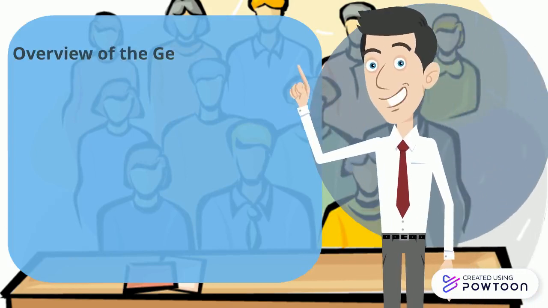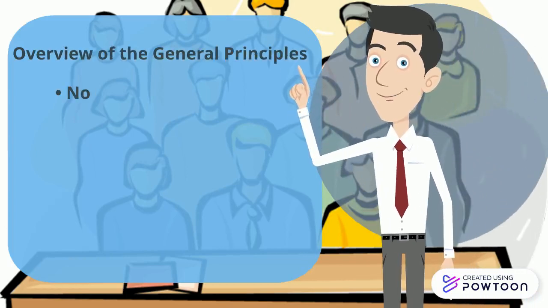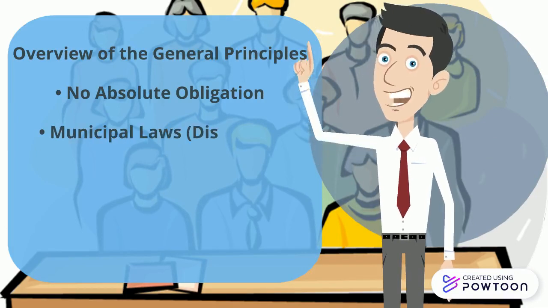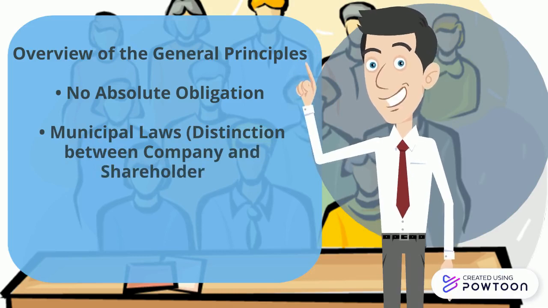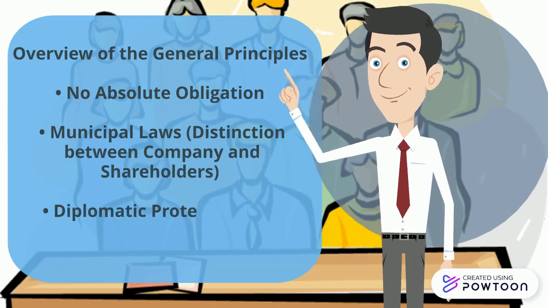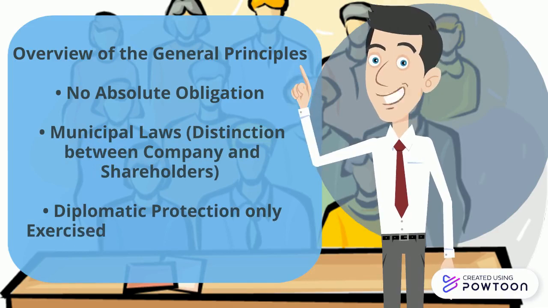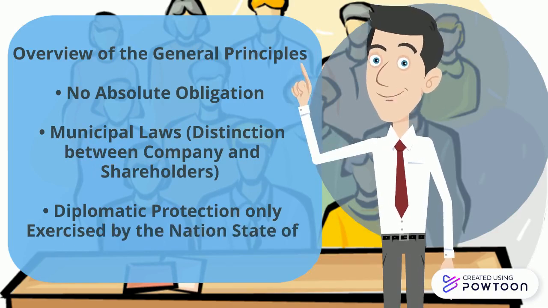Alrighty, let's go over first the three general principles of this case. First, the concept of no absolute obligation. Second, the need to distinguish company from shareholder when it comes to municipal laws. And third, the limitation that diplomatic protection can only be exercised by the nation state of the company.